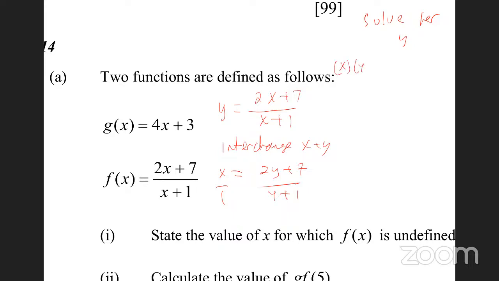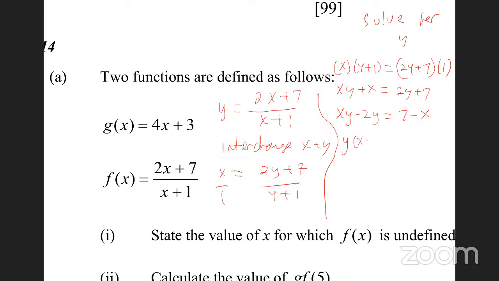x by y plus 1, 2y plus 7 by 1. So we'll get xy plus x is equal to 2y plus 7. Right? Next step, bring all the y's together. So xy minus 2y is 7 minus x. Then factor out y. y times x minus 2 is equal to 7 minus x.